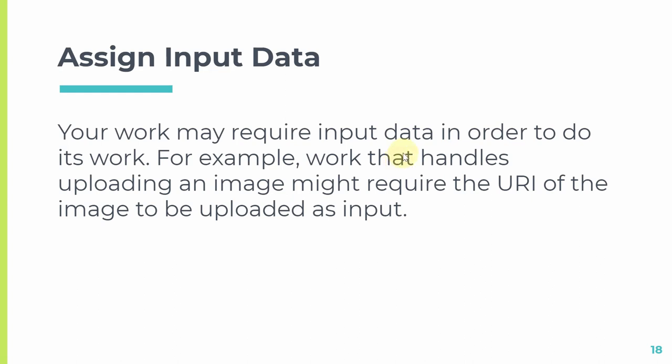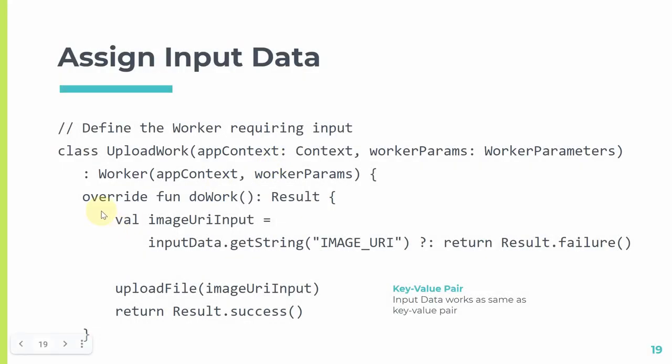Sometimes you need to send an additional parameter of data to the worker in order to do something. Your work may require input data. For example, a work that requires you to upload an image requires the URI or URL of the image to be uploaded as input. In order to do that, inside the worker class, you can retrieve the data using the input data here.